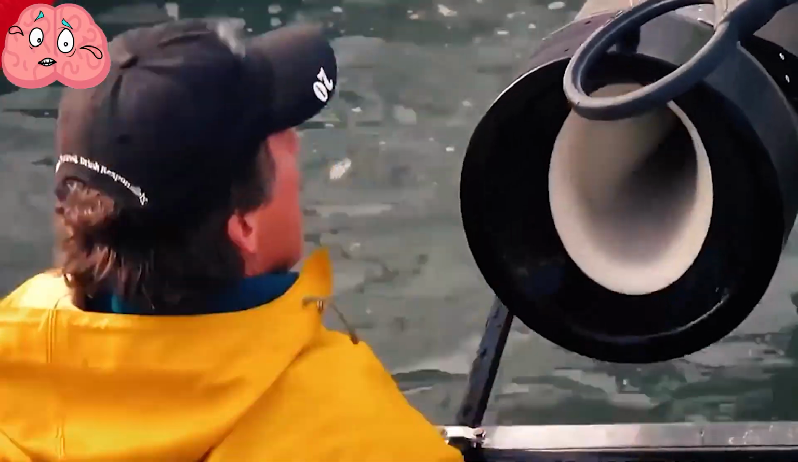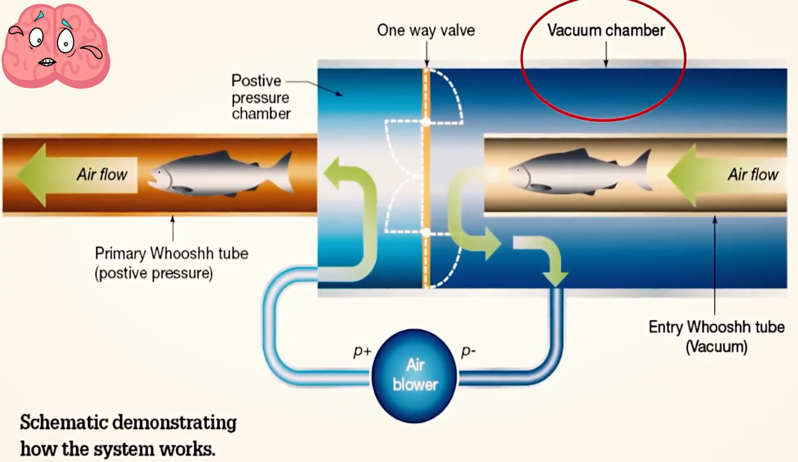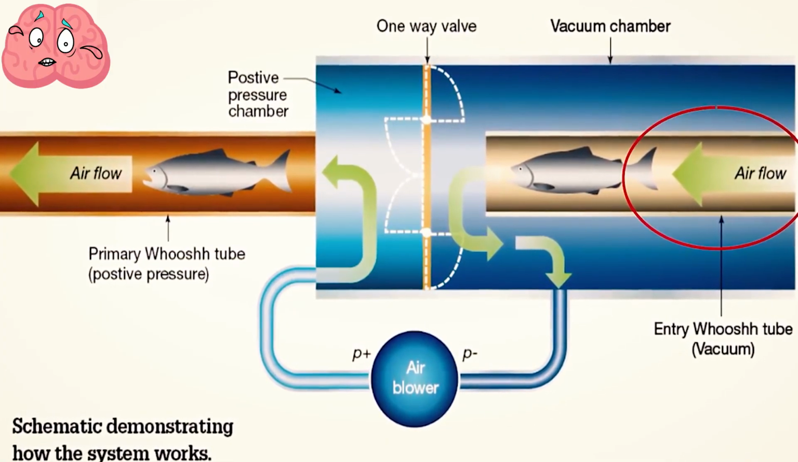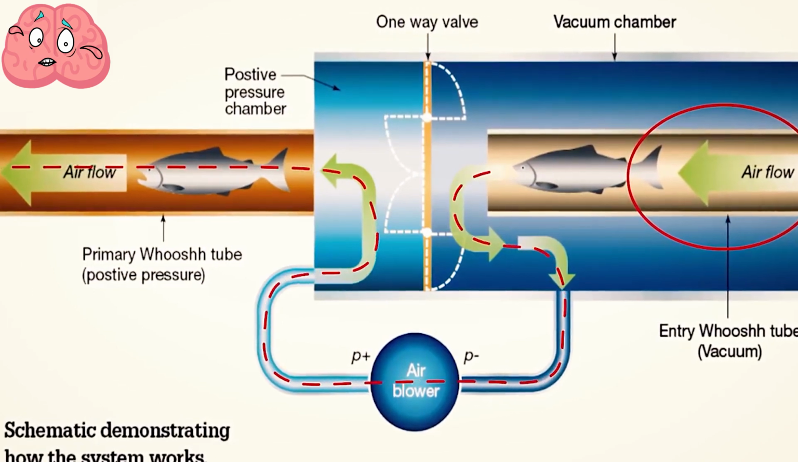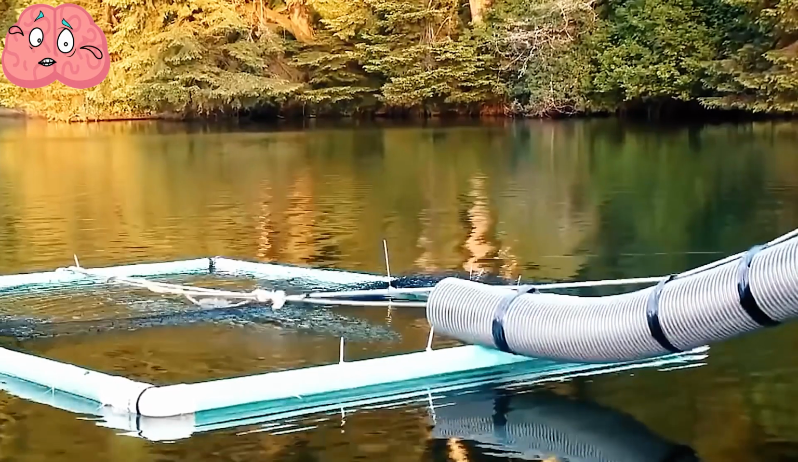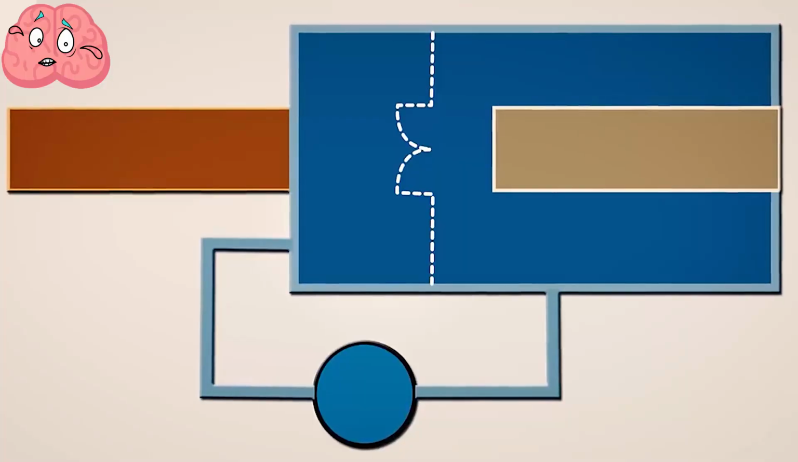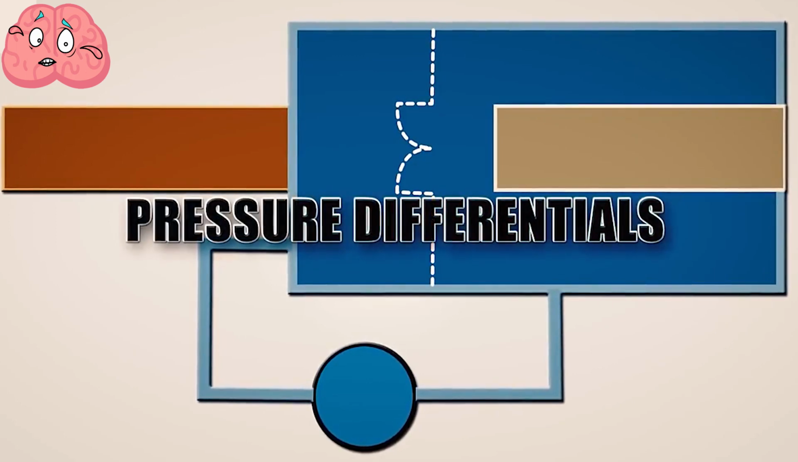First of all, the fish are gently pulled into the vacuum chamber of this accelerator. All the air that is coming with the fish is sucked out of the vacuum chamber and connected to an air blower. The momentum of the fish lets them travel through a one-way well, which leads to the pressure chamber of the tube. The key to making the tube work is the principle of pressure differentials.